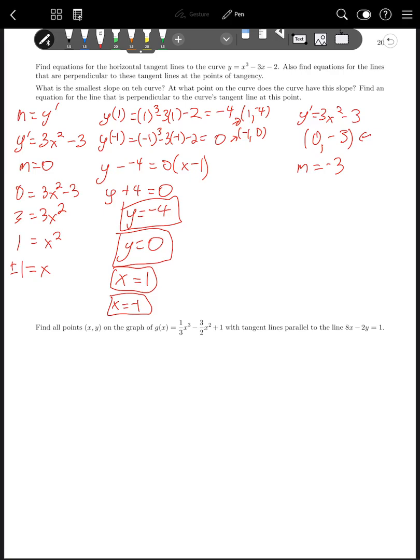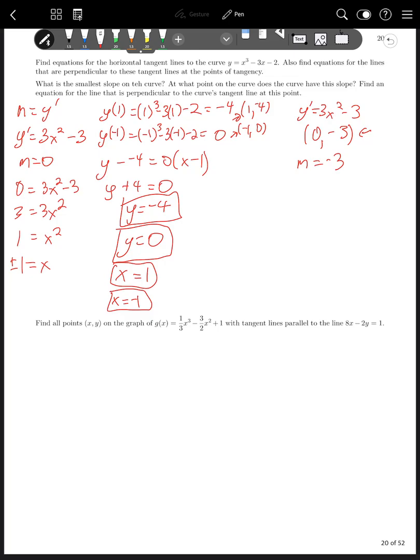Actually, it's not at 0, negative 3. It's at x equals 0. So what we need to do is do y of 0. So that's 0 cubed minus 3 times 0 minus 2. So y of 0 is negative 2. So that happens at 0, negative 2.